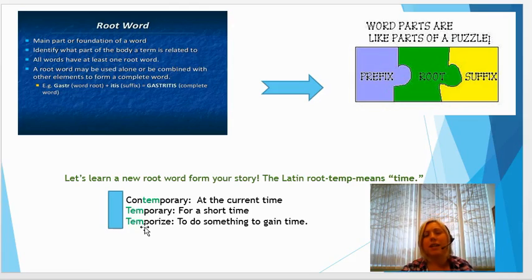Can you think of some sentences to use these three words? All right, so contemporary. You can create some contemporary or new art. Also, the word temporary. Maybe you're taking a course in math, but it's only temporary or for half a semester. And lastly, temporize. This is when you do something to gain time. Maybe you temporize a situation because you don't want to get into it.